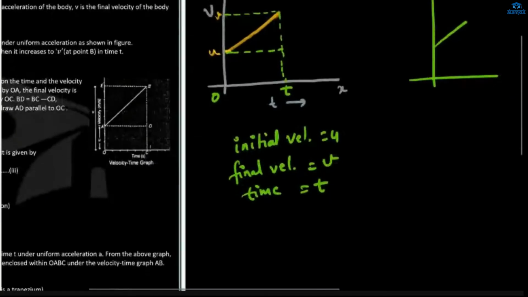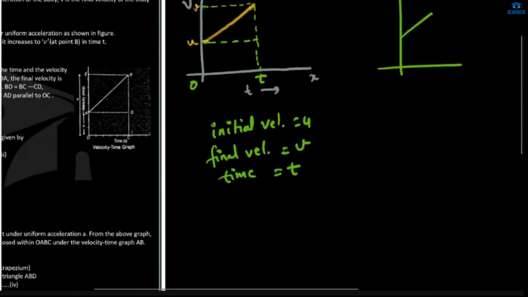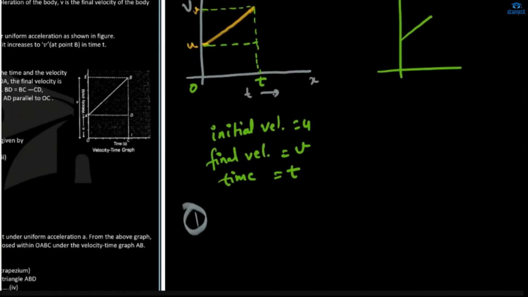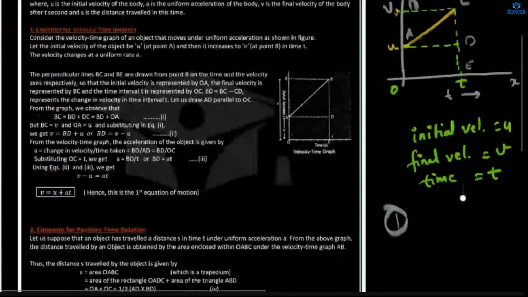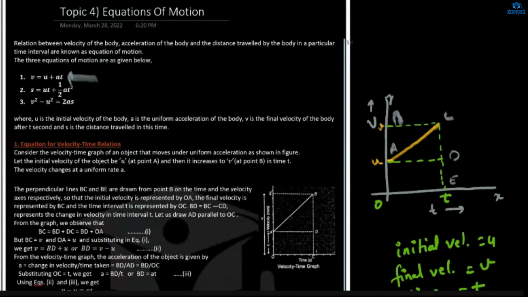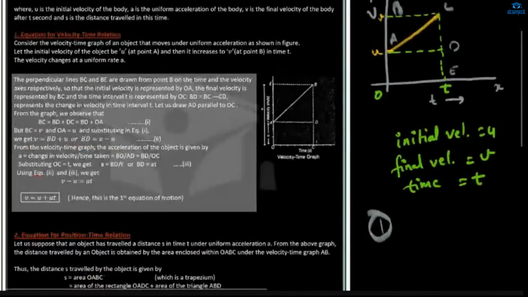Now, for the first equation of motion, let us name the points O, A, B, C, D, E. These are our points. What is our first equation of motion? v = u + at. How are we going to derive this? v = u + at.